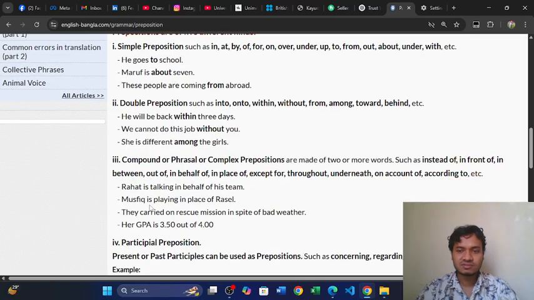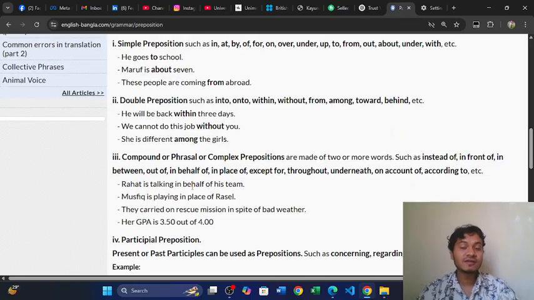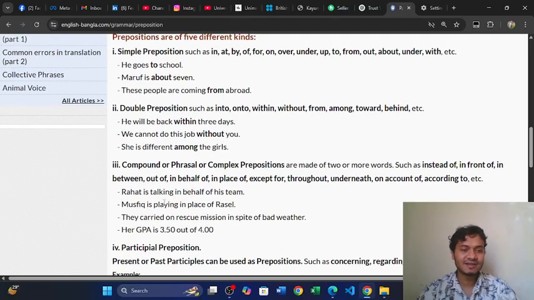Okay, so let's see some of the compound, phrasal or complex prepositions. Those are instead of, in front of, in between, out of, on behalf of, in place of, in spite of, except for, throughout, underneath, on account of, according to. Those are all compound, phrasal or complex prepositions. Let's see their application.